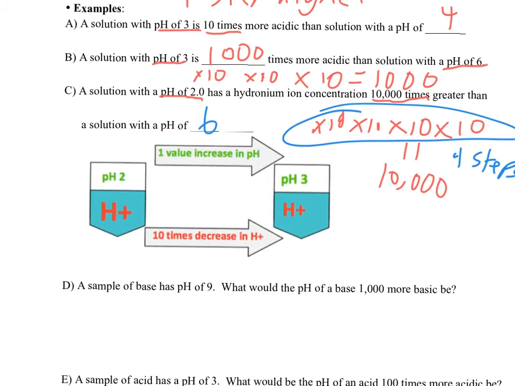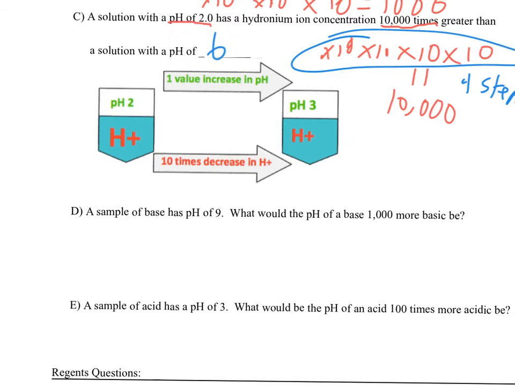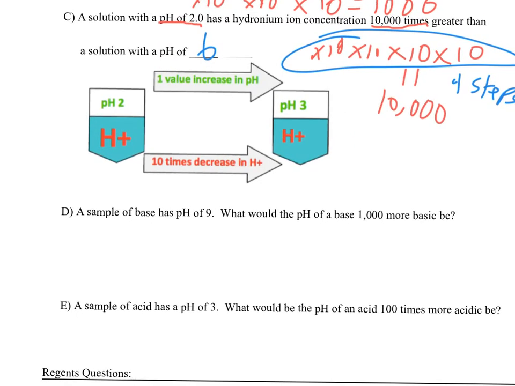Okay. If we take a look down here, we've got D and E. It says a sample of base has a pH of 9. What would the pH of a base 1,000 times more basic be?